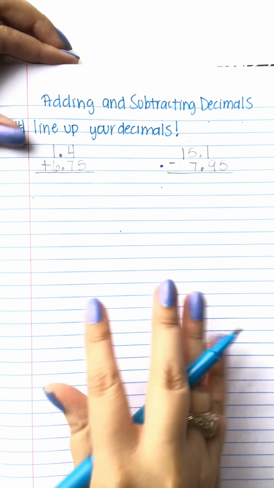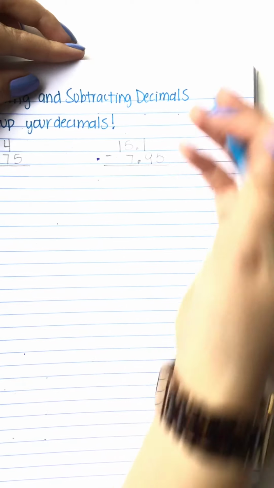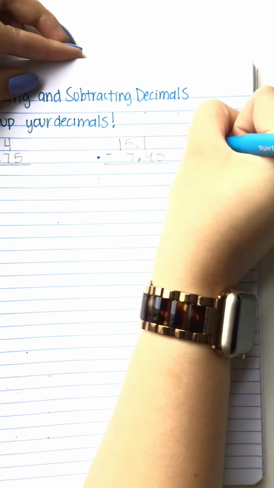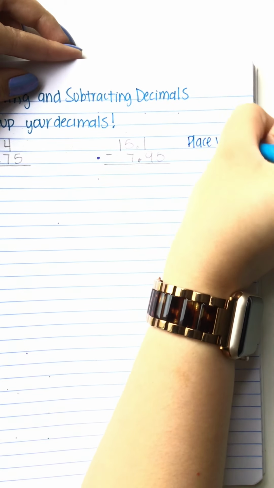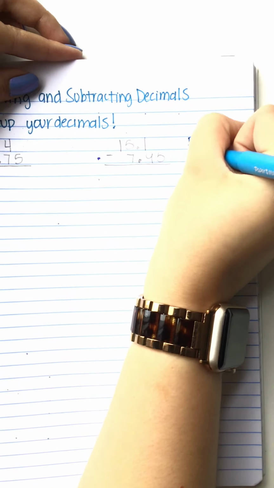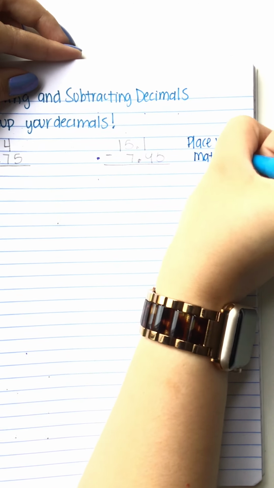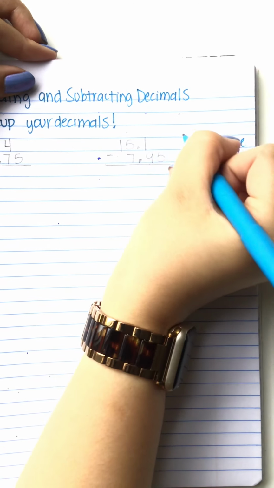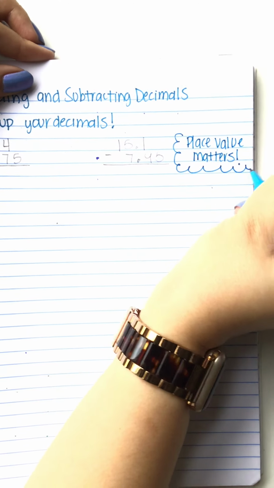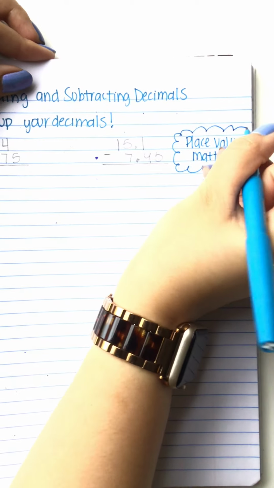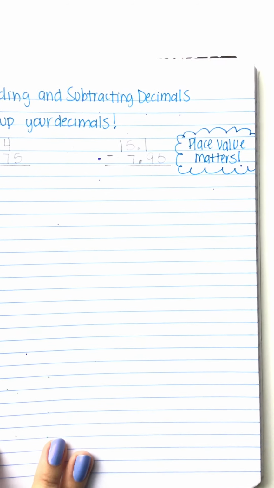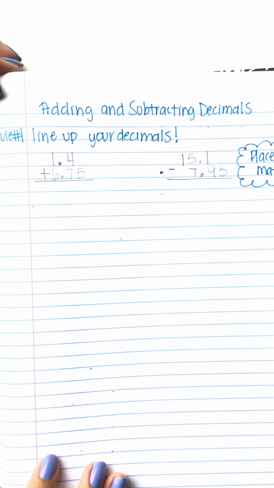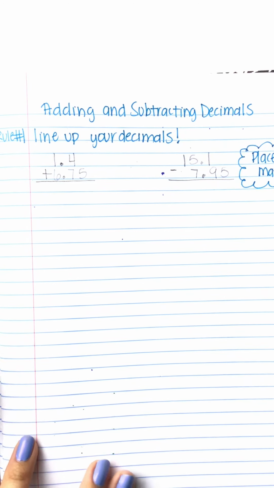So make sure that you know that place value matters. Okay, it's extremely important that you know that for adding and subtracting decimals, place value matters. So now that we've seen that, let's go ahead and go to rule number 2.